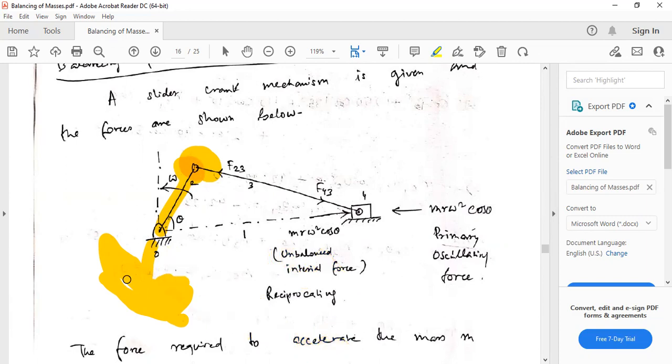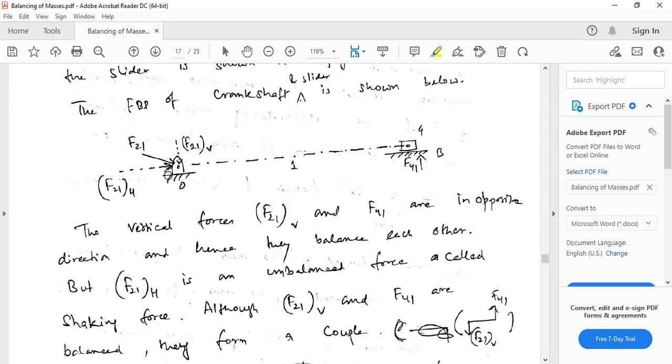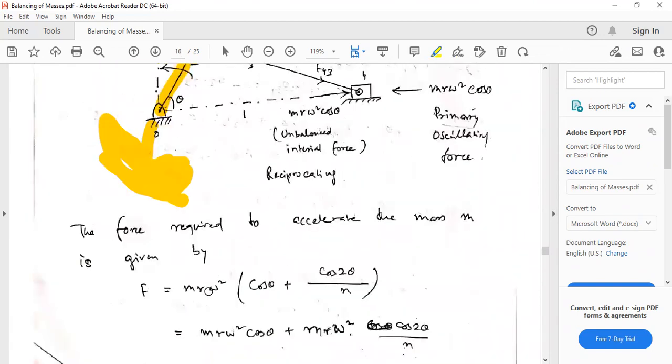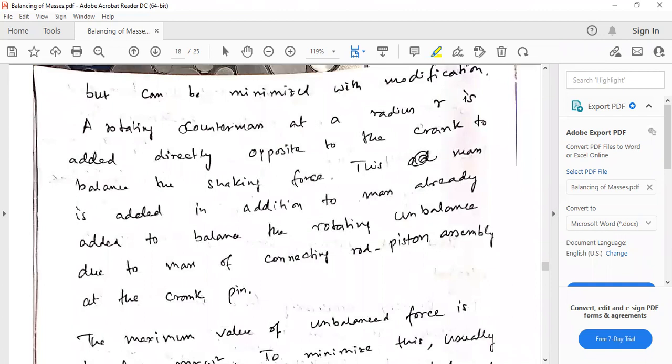Now we are talking about the reciprocating mass. We have to balance this shaking force also. For the shaking force, we have to add additional masses to this. Some more mass here, additional to the counter mass that we place.